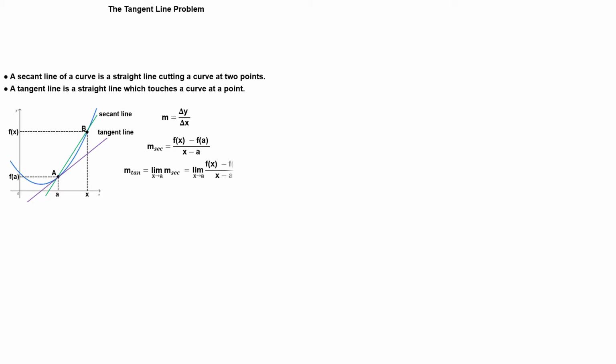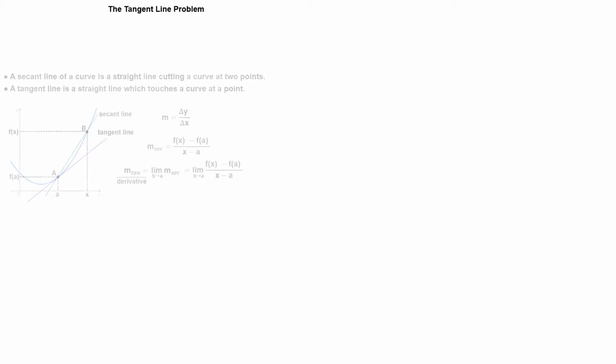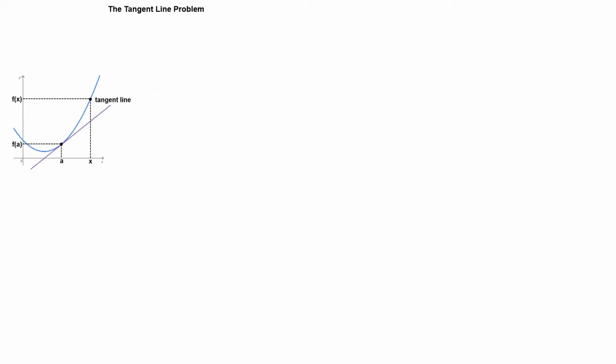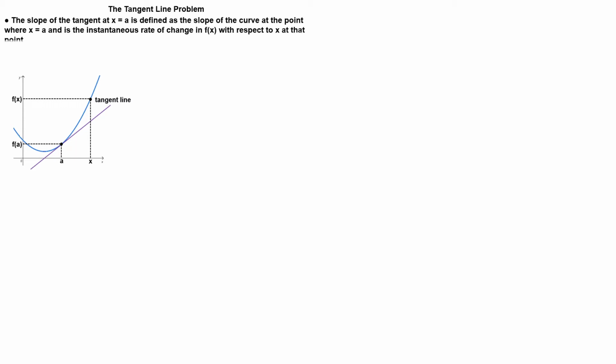Because this type of limit occurs so widely, it is given a special name and notation, the derivative. We can summarize the discussion as follows. The slope of the tangent at x equals a is defined as the slope of the curve at the point where x equals a, and is the instantaneous rate of change in y with respect to x at that point.